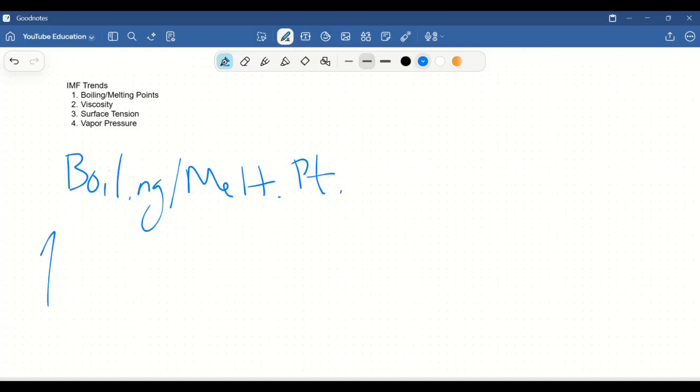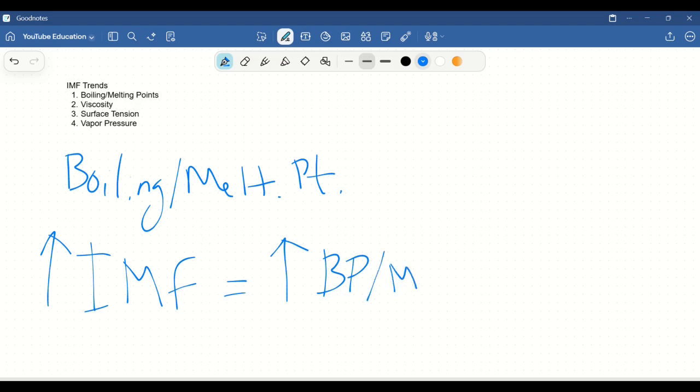The stronger the intermolecular forces means the higher the boiling point and also melting point is going to be if you compare two substances. So if you took, for example, water and methane, water has a higher boiling point because it has hydrogen bonding, dipole-dipole, and London dispersion, which are all stronger than methane only containing London dispersion.